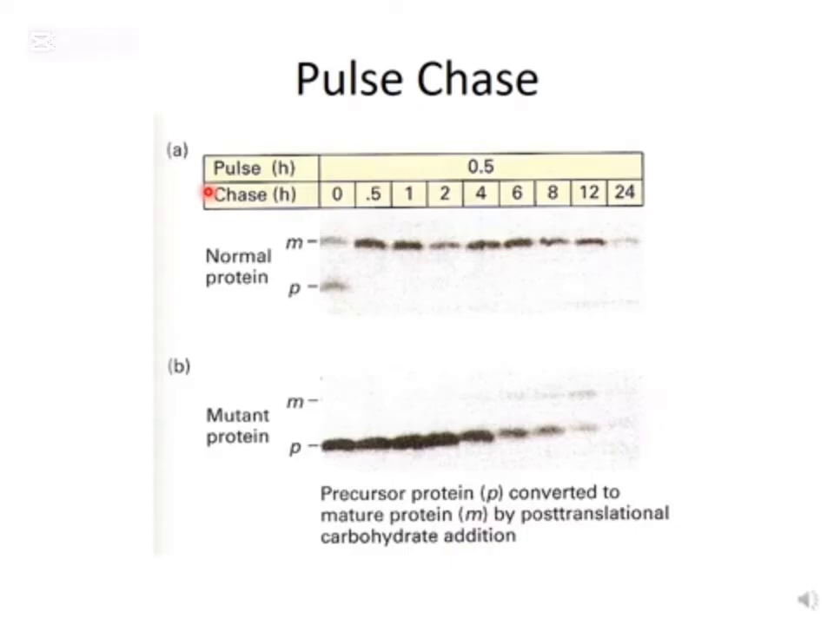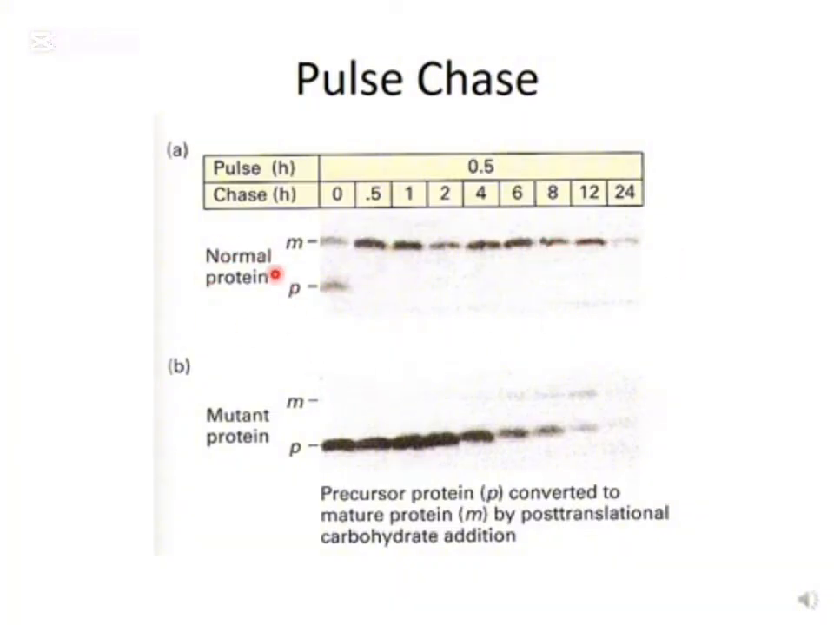So here we want to see if a protein is converted from a precursor to a mature protein in time. There's a normal protein and a mutant protein. For the normal protein, the protein is converted from the precursor to the mature protein. For the mutant protein, there is no conversion from the precursor to the mature form. So if they add a pulse of radio labeled amino acids for half an hour, and then they add the chase, which is the unlabeled amino acids, for 24 hours, and they trace the presence of the radio signal over time.